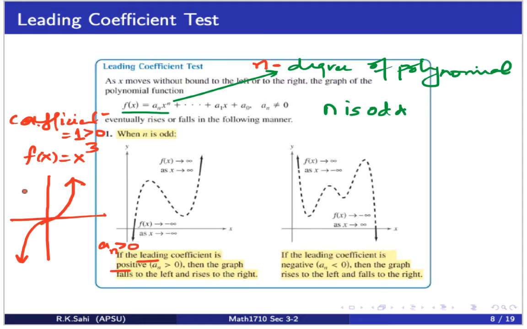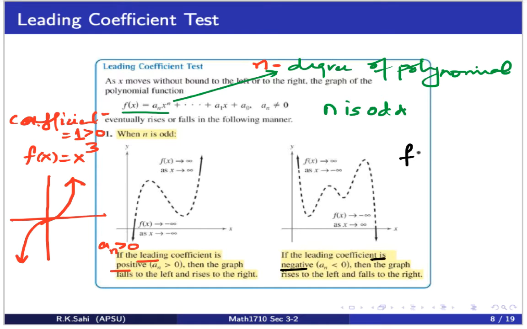So keep in mind once again, if the degree of a polynomial is odd, and the coefficient of the highest power in that polynomial is positive, then according to the leading coefficient test, the graph will rise to the right and fall to the left. Okay, now let's look at another scenario. That scenario is when n is odd, but the leading coefficient is negative. Then what happens? It will flip. It will rise to the left and fall to the right.